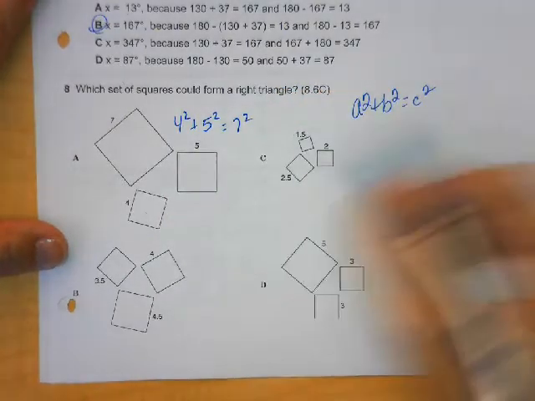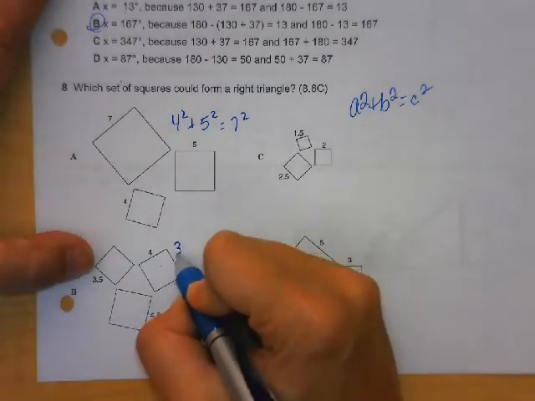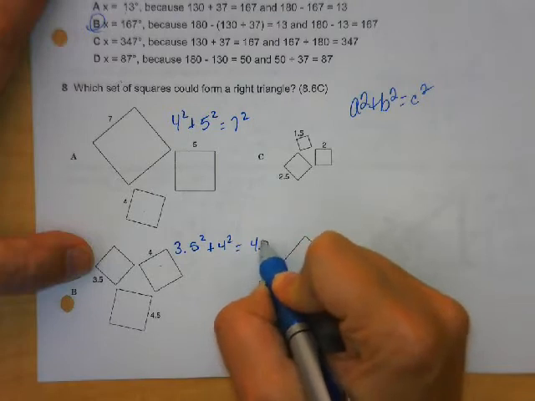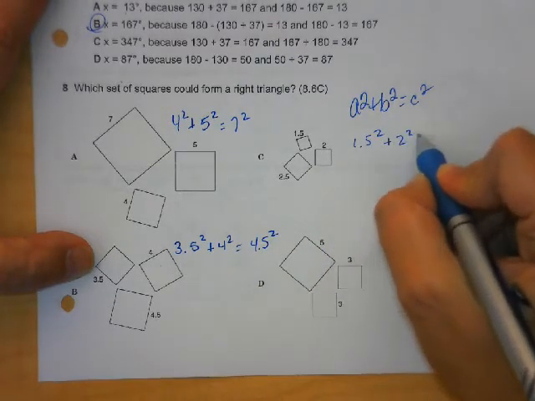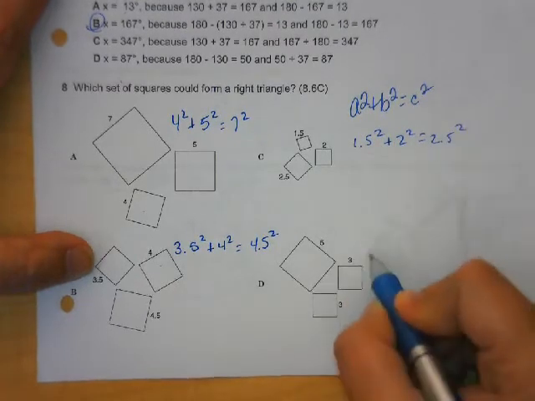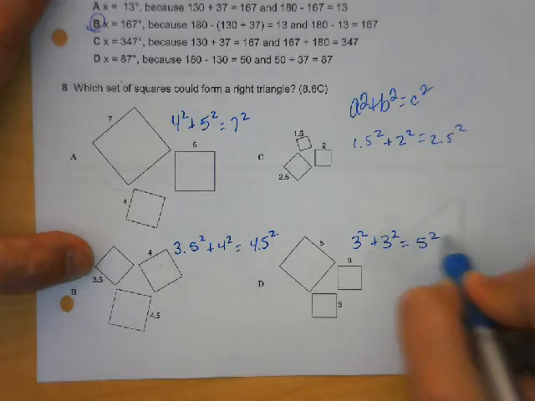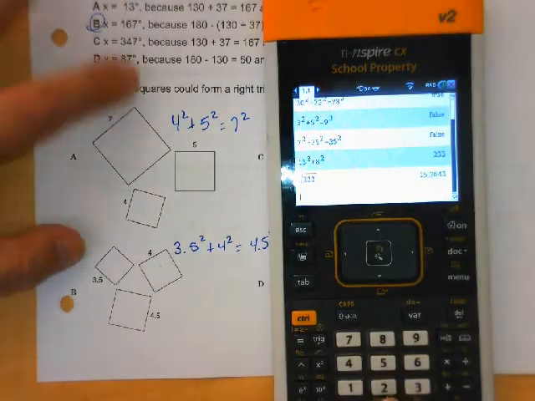I'm going to go ahead and write them out, and then we can use our calculator to check. So remember, the two smaller ones squared need to equal the larger one squared. So 1.5 squared plus 2 squared equals 2.5 squared. And 3 squared plus 3 squared equals 5 squared. So we're just going to go back. We've set them up and see what we can do.